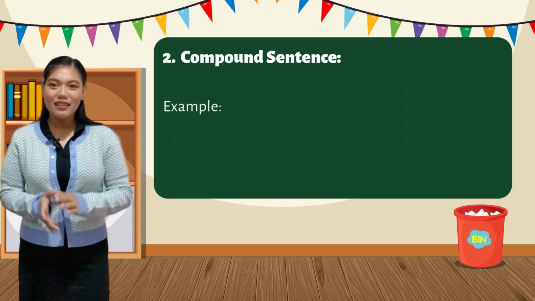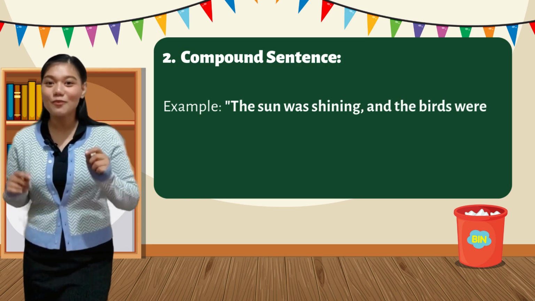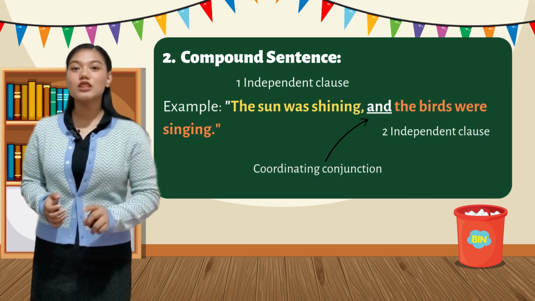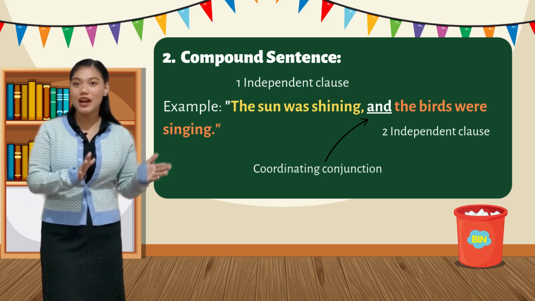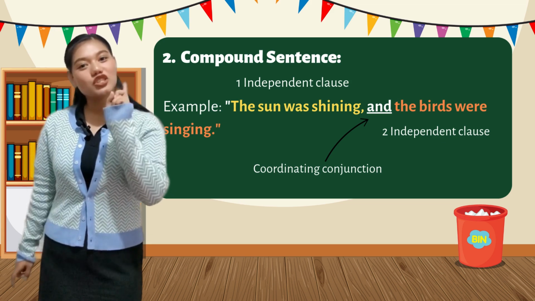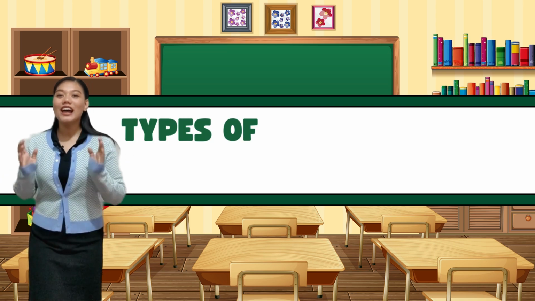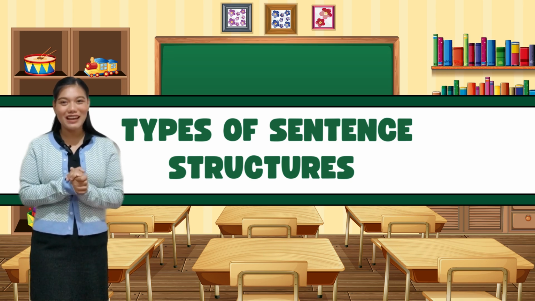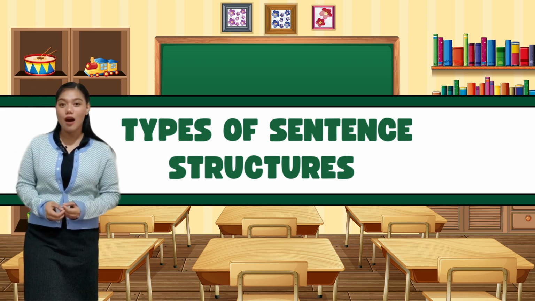For example, the sun was shining and the birds were singing. This sentence is a perfect example of a compound sentence. It consists of two independent clauses. The first is the sun was shining, and the second is the birds were singing, joined by the coordinating conjunction and. I hope everything is clear between simple and compound sentences, because we will proceed to the next two, which are complex and compound complex sentences.